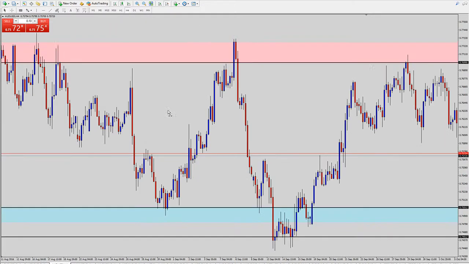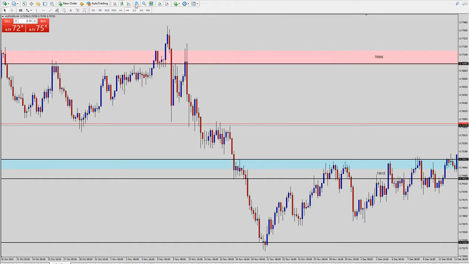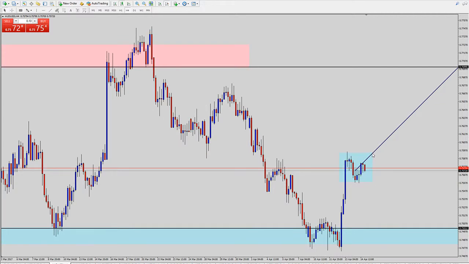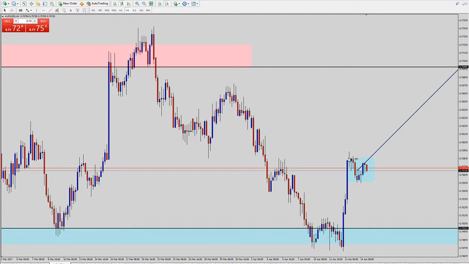Drop it down to the 4-hour. As you see, we have a little consolidation right here. What I'm really trying to do this week is train myself to take more swing trades and practice swing trading with the engulfing trading strategy that I have.